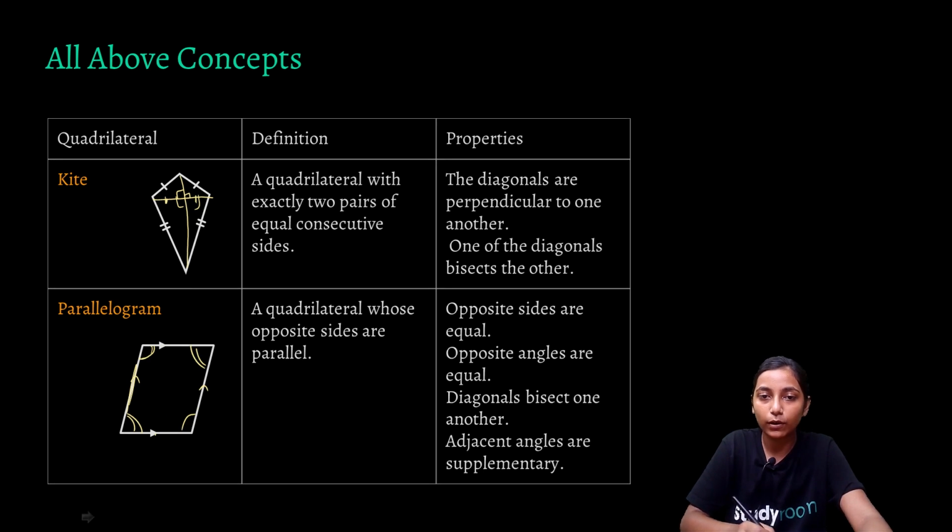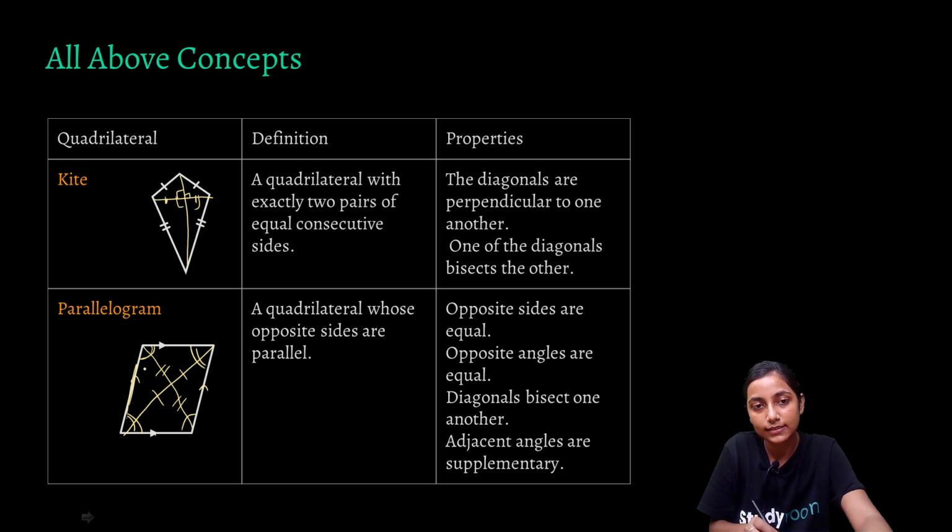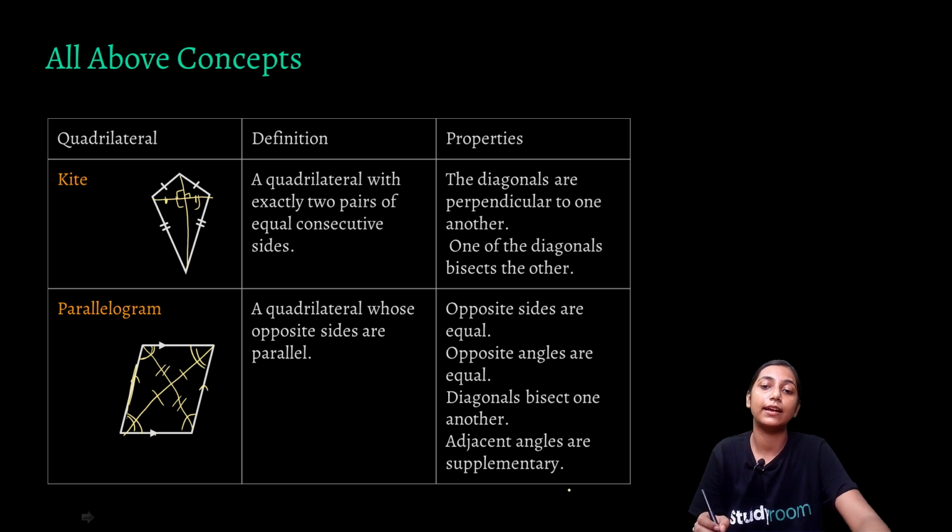And what other property? The diagonals will bisect one another for a parallelogram. And the adjacent angles will be supplementary. So the angles that are adjacent are going to be supplementary, that is, their sum is going to be 180 degrees.